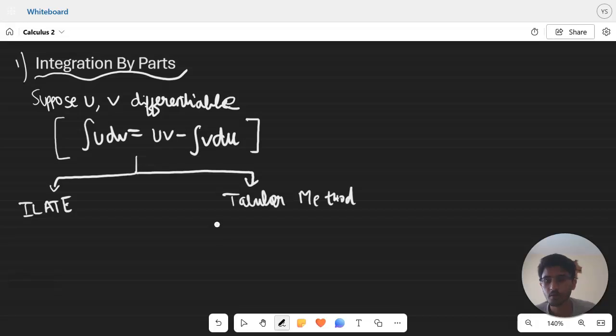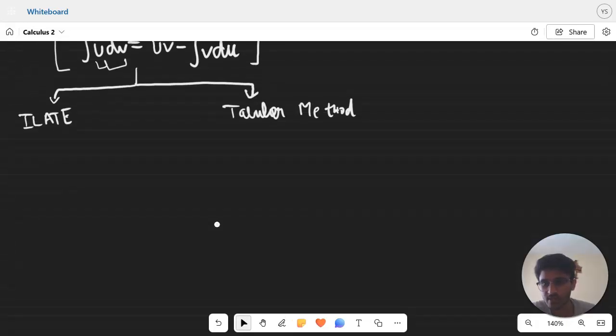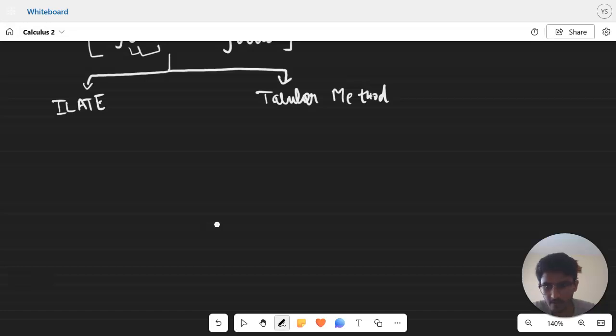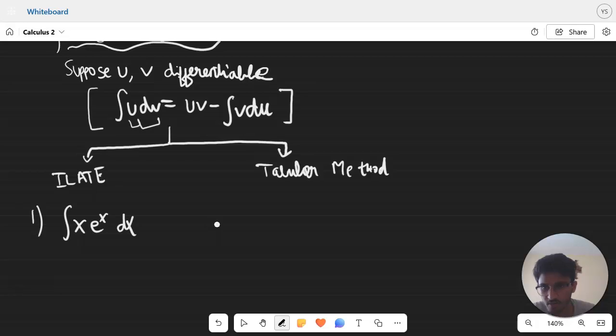Okay, so what you want to know from this formula is that you got to figure out if a problem has a u dv form. Let's work on a problem to see what this actually looks like. Our first problem: find the integral of x e to the x dx. As you can see, this has the form u dv, right?